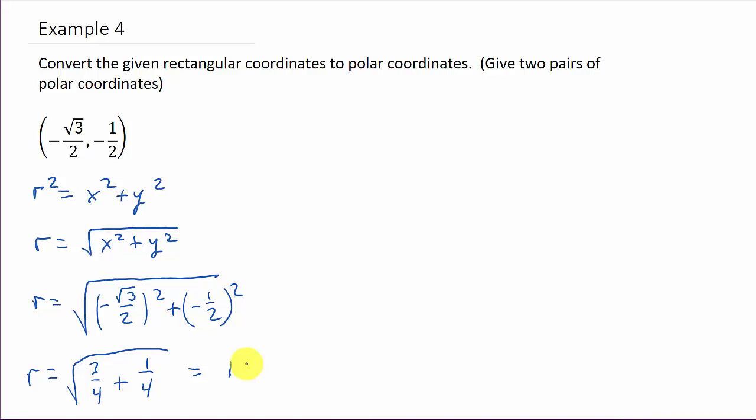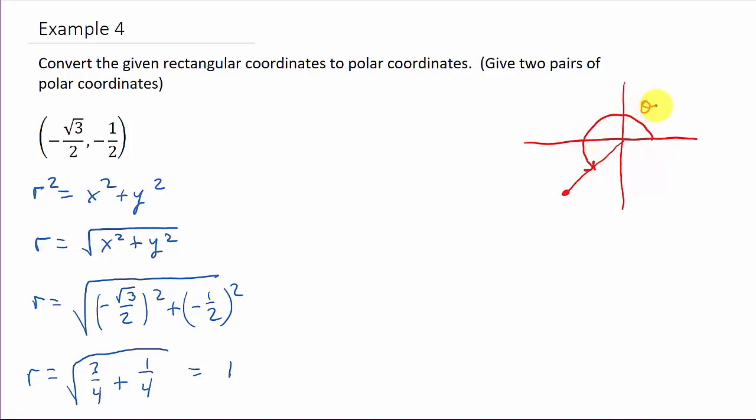Alright, now we've got to find theta. And before I do that, let's go ahead and plot this point. So it's negative square root of 3 over 2, which is going to come to the left, and then negative 1/2, I'm going to come down. So we're in the third quadrant. I don't care about exactly where that point is. The most important thing here is knowing what quadrant it's in.